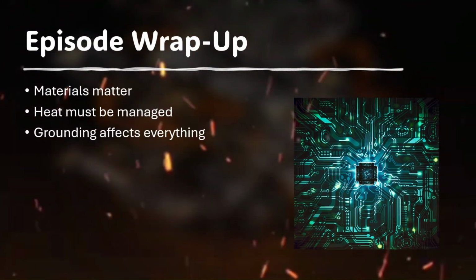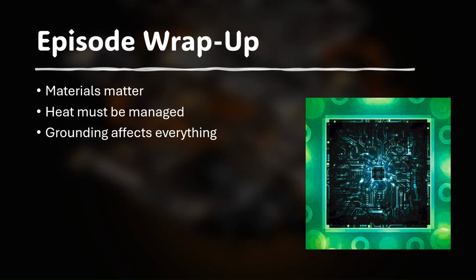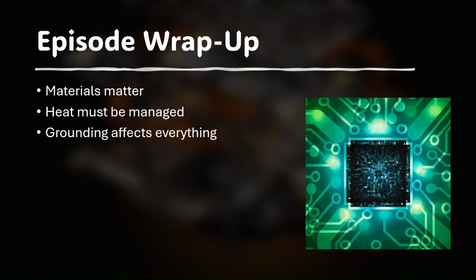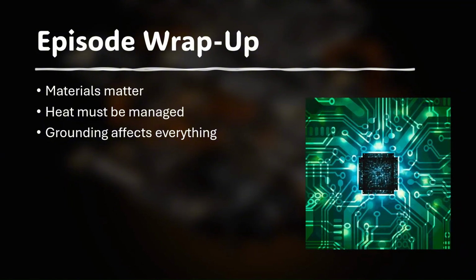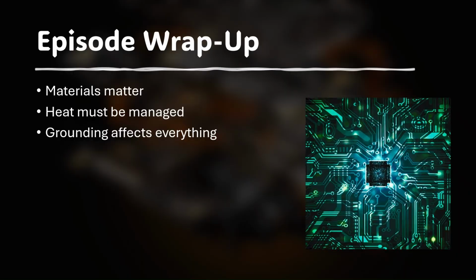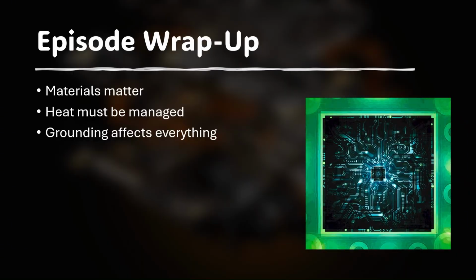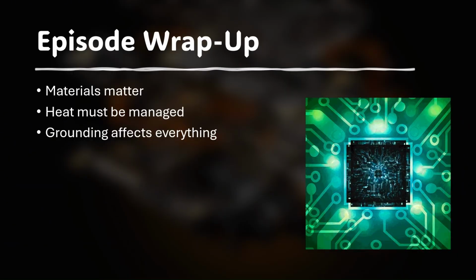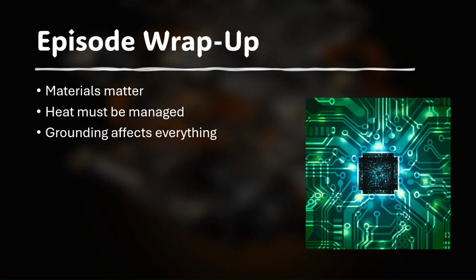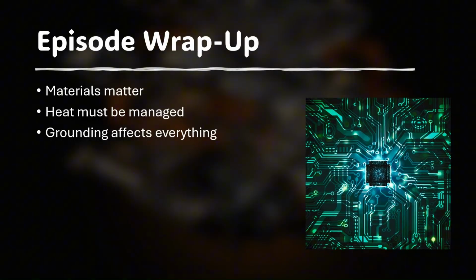In this episode, we saw how materials, heat, wire size, and grounding all interact in real electronic systems. These concepts go far beyond equations. They determine whether a circuit is reliable, safe, and accurate. As we continue, you'll see these ideas come up again and again in practical designs.